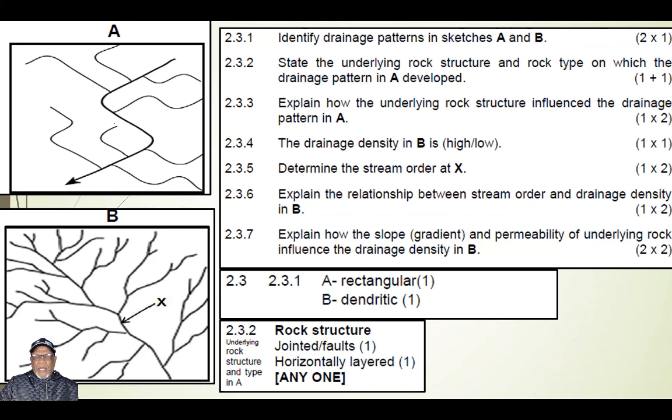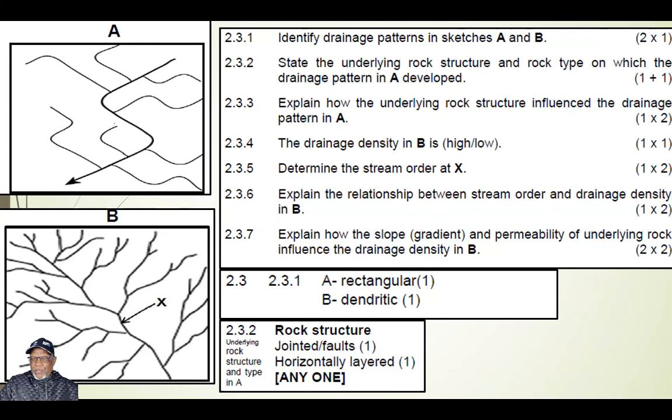So what is happening there? The streams are following the joints. The streams are simply following the joints. 2.3.4 Drainage density in B is low or high. Drainage density in B is higher than the drainage density in A.